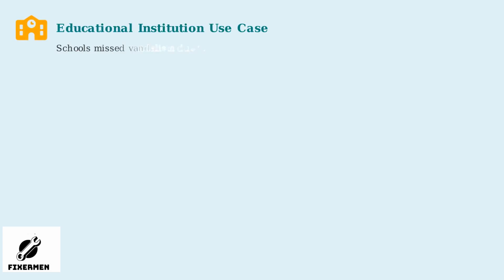Schools using Nest Cams for campus monitoring missed vandalism events due to misconfigured activity zones. Staff training on proper app navigation and zone setup fixed 90% of issues. This case shows how user education, rather than hardware changes, can dramatically improve recording reliability in organizational settings.